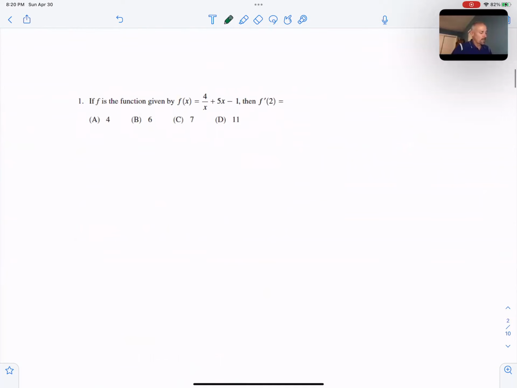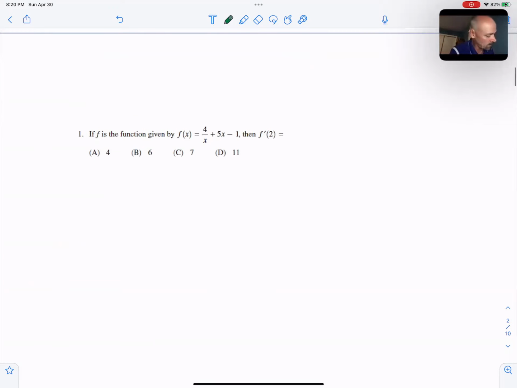So if f is the function given by f of x is equal to 4 over x plus 5x minus 1, then f prime of 2 is equal to. Okay, well, first off, whenever we're looking for f prime at a particular value, we've got to find f prime of x first. And along the way, remember, the rewrite is your friend. So I'm going to rewrite f of x.